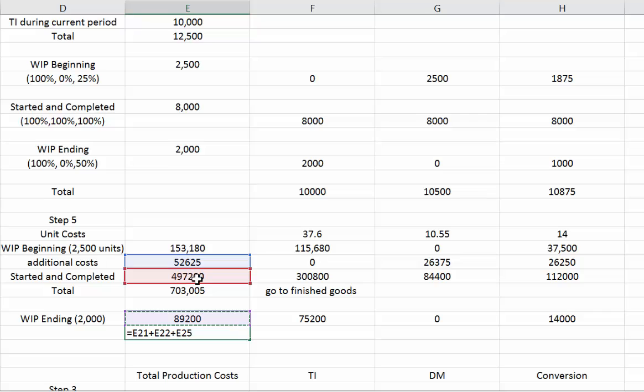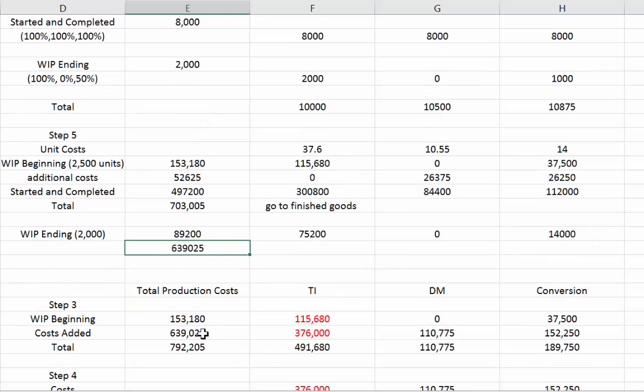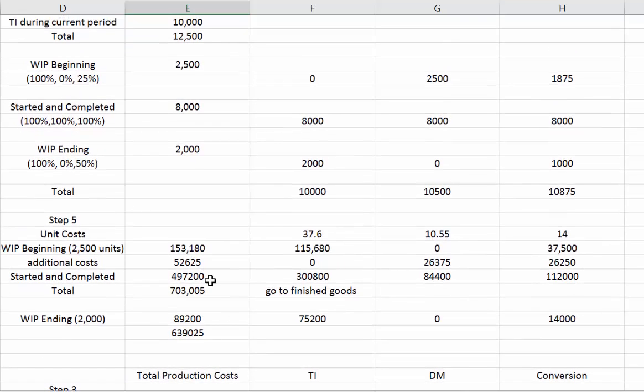I'm going to invest 497,200 to finish 8,000 units, and then I will have 89,200 cost invested on the remaining 2,000 which are not completed, which are left for the future period. So together I should have the same number that I mentioned in my investment. So this is $639,025, which is exactly the number here, the cost added during the current period. So this verifies the correctness of my calculations.